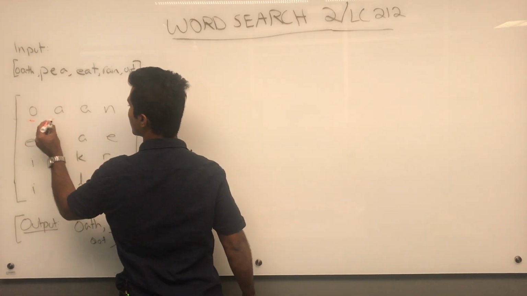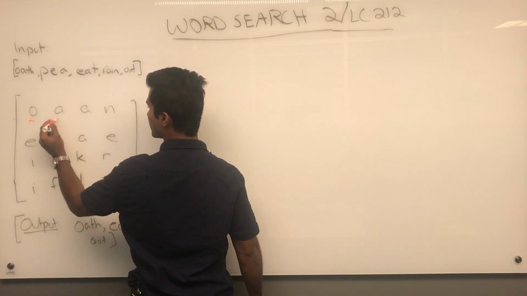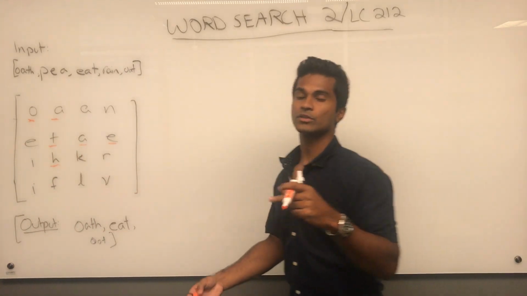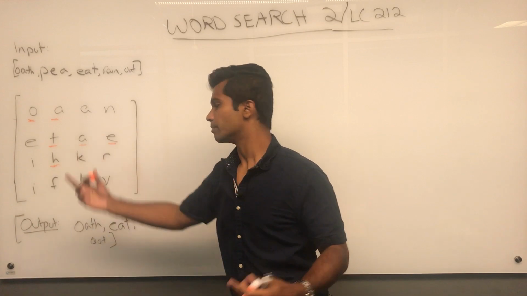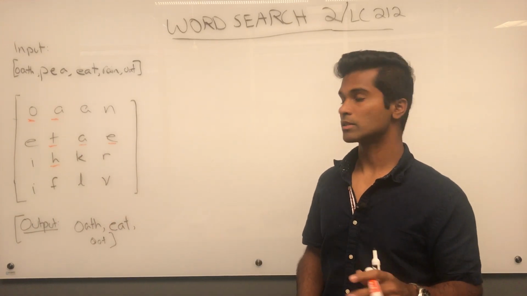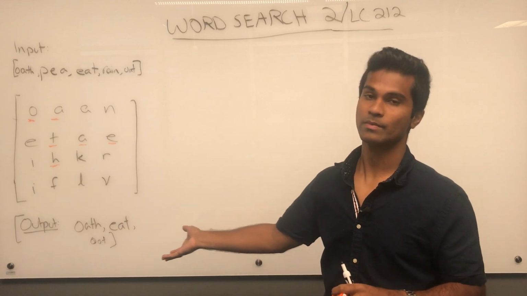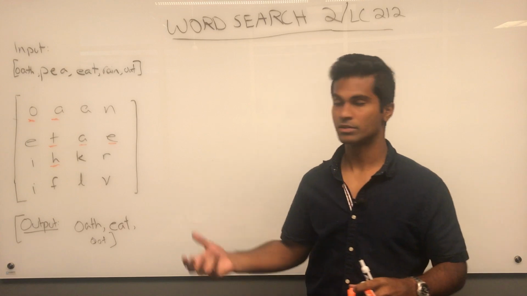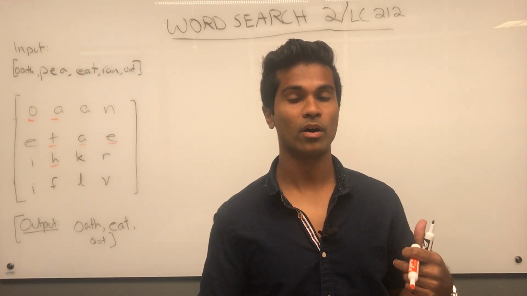We have O-A-T-H, and we also have O-A-T, and we also have E-A-T. So the conditions are we can go up, down, left, or right, and backwards also, like E-A-T, backwards. No diagonals, and we need to return all of them. It doesn't really matter the output order of what we're returning them, but they just need to all be contained there.